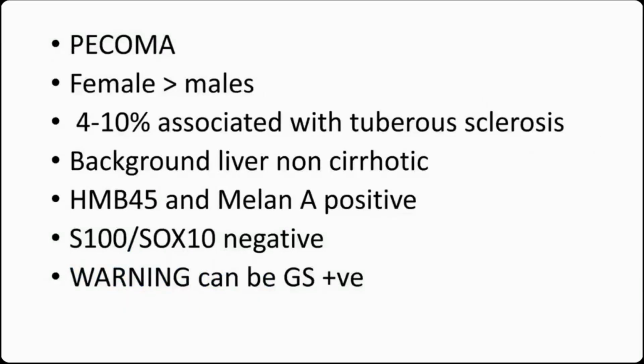So they're part of the PEComa family, more common in females. They do have a genetic mutation which is the same as that seen in tuberous sclerosis and can be associated with tuberous sclerosis. Their background, as we've mentioned, is non-cirrhotic, HMB45 and Melan-A positive, usually S100 and SOX10 negative. Important for this is the fact that they can be glutamine synthetase positive. So if you're not thinking about it, you can walk straight into a big hole.